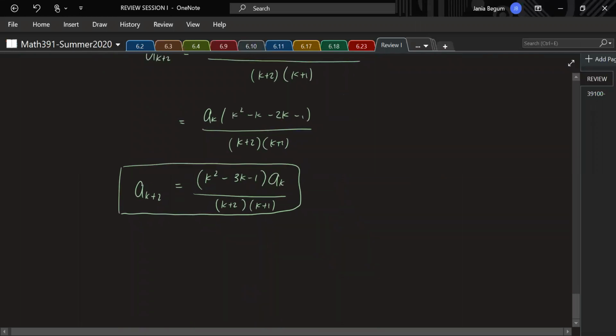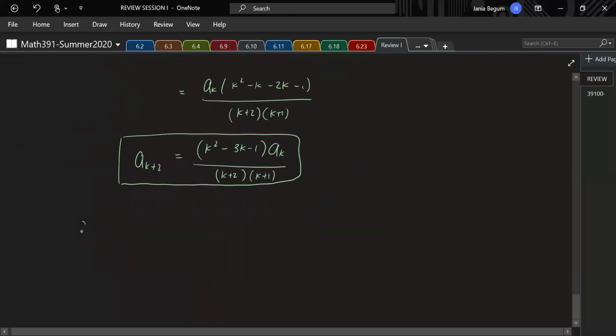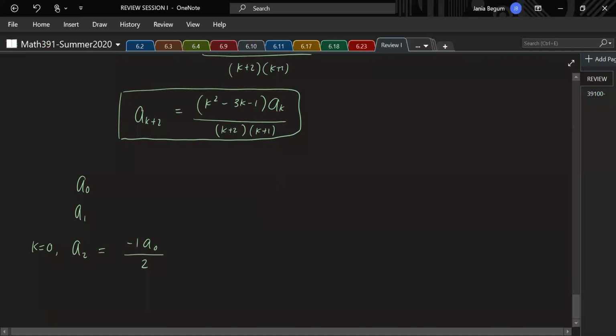Now, what if we want to take this question further and write out, let's say, 3 non-zero terms? So let's compute a few more coefficients. We know a0 and a1 are the initial conditions, which I didn't give you in this question, but for now let's pretend they're just themselves. Now let's find a sub 2. I can find a sub 2 by letting k equal 0. We're just doing a little bit more work on this question. So we have negative 1 a sub 0 over 2. That's pretty nice, right?